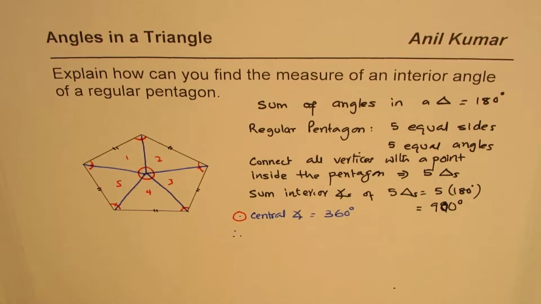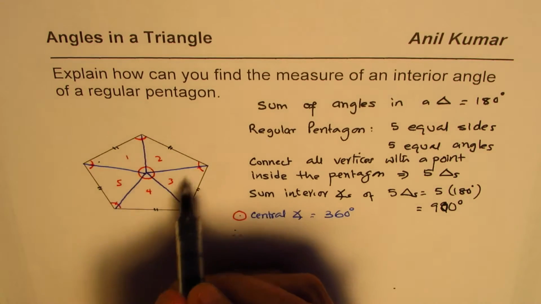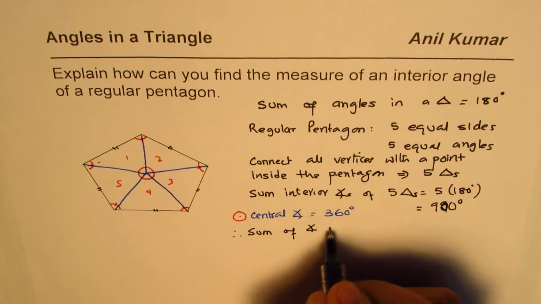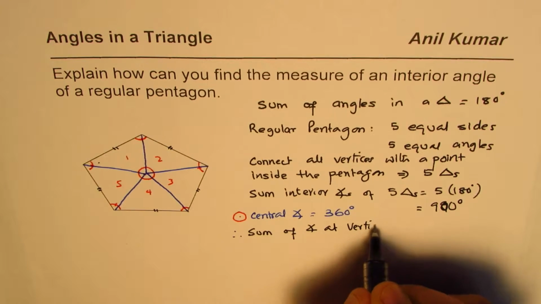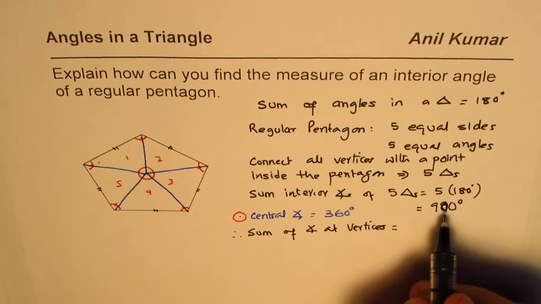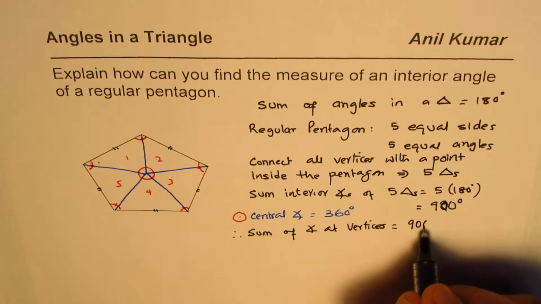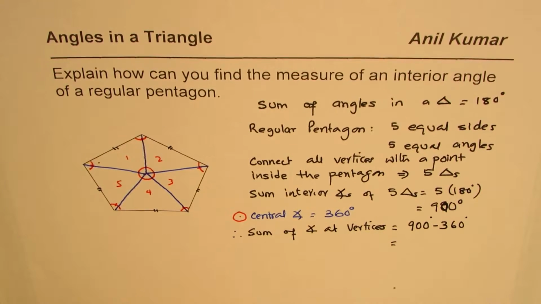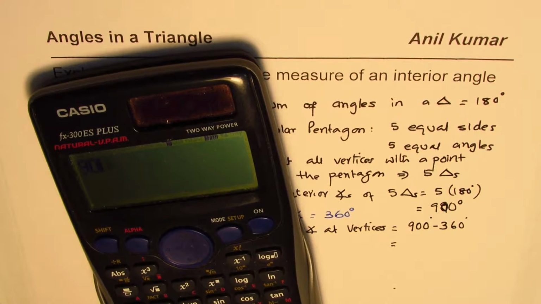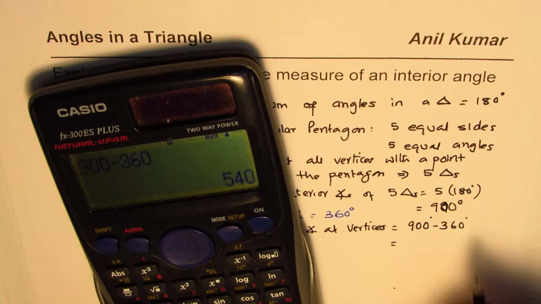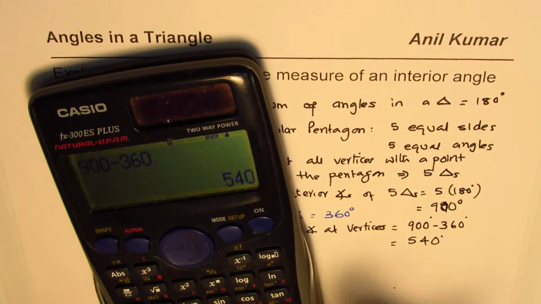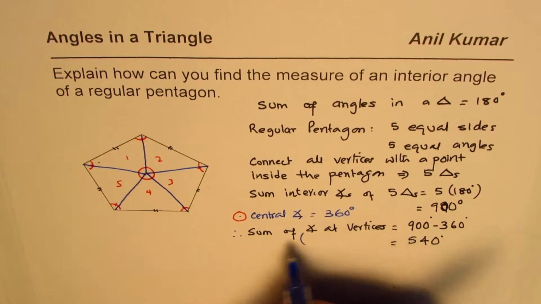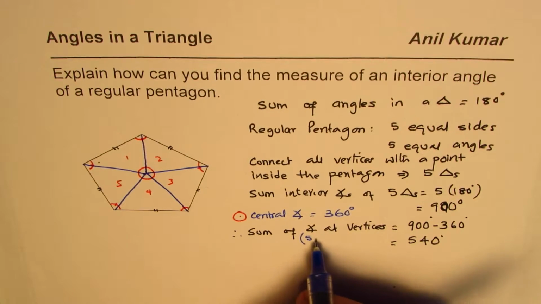Therefore, what is the sum of the angles at the vertices? That should be the difference of 900 and 360, right? So there will be 900 minus 360 degrees. Let's use the calculator to figure it out. 900 take away 360 degrees gives us 540 degrees. Now that is the sum of 5 angles. So how many of these angles are there? These are 5 angles in a pentagon, right?